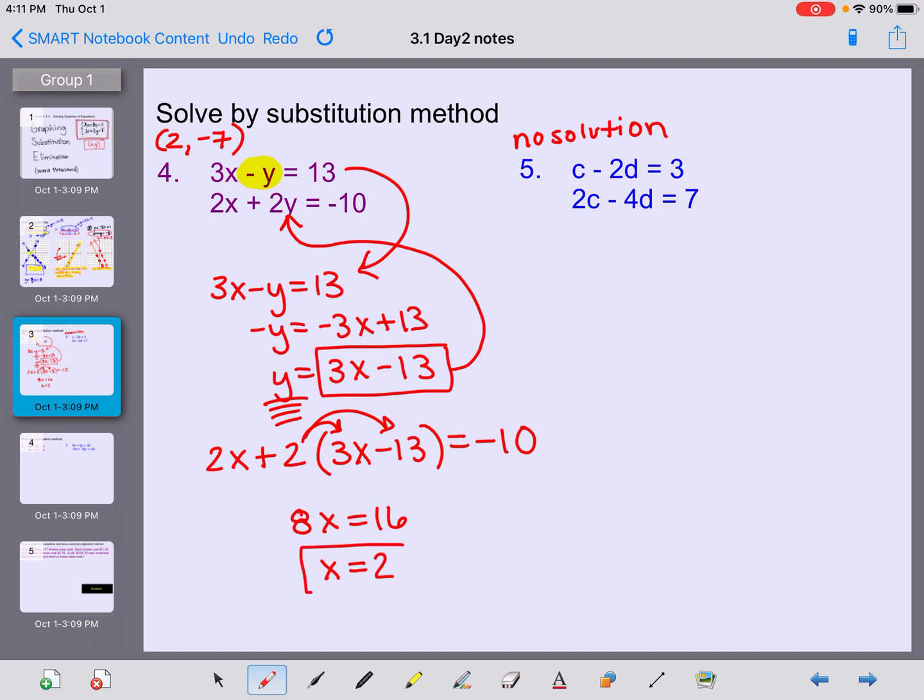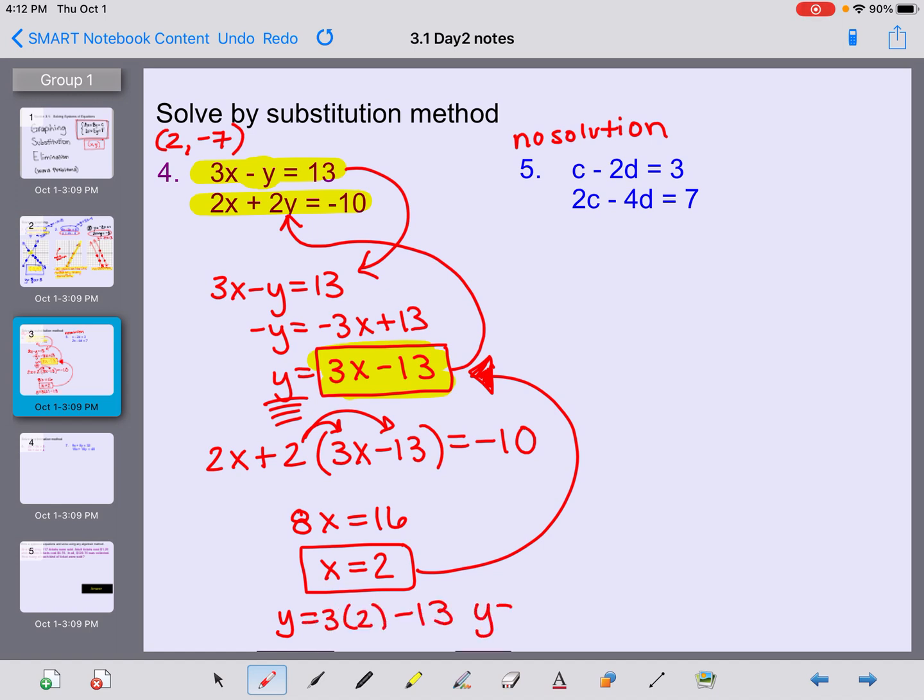I'm then going to take this x equals 2, and I can put it into 3 different locations. You pick your favorite one. I can put it into the first equation, I can put it into the second equation, or my favorite place is to put it into this boxed answer I had before. That is usually the fastest and easiest one to do because it's already solved for y. And so then you get y equals negative 7, and I'm always going to write my final answer as an ordered pair. If the letters are different, like this one, number 5, C and D, if you were to get a solution, you would put them in alphabetical order.